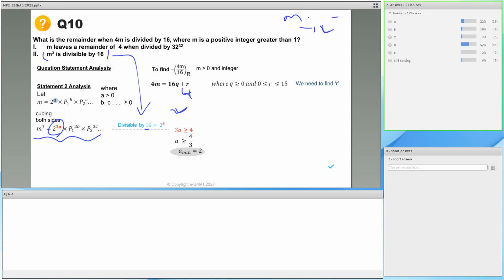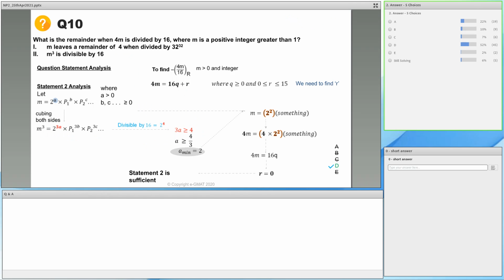So this 2 power 3a at the very least has to contain the number 4. It could be more, it could be 12, it could be 24, it could be much greater than 4, but it has to be that multiple of 4. So at the very least this 3a has to be greater than or equal to 4, which means, remember that all these numbers are integers, a is greater than or equal to 4 by 3. The bare minimum value of a is 2. If you got this, then you would have solved the question correctly. Why? If you got a, the minimum value of a is 2. What happens if you put it here?